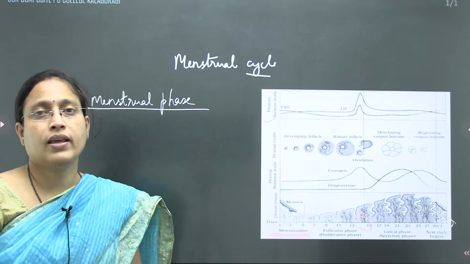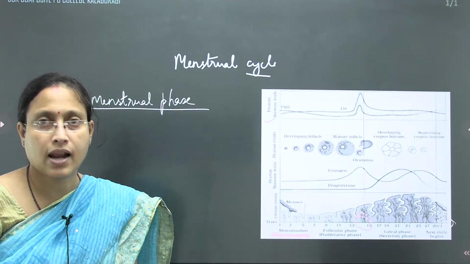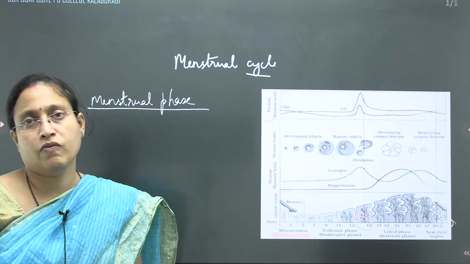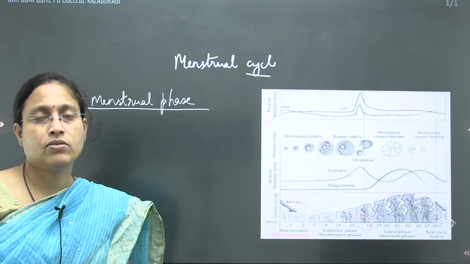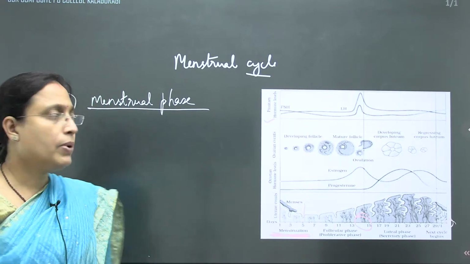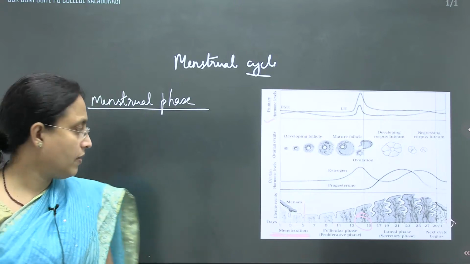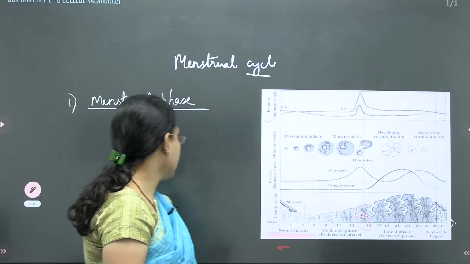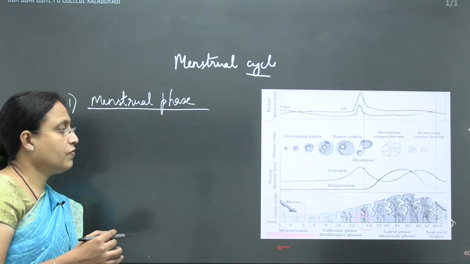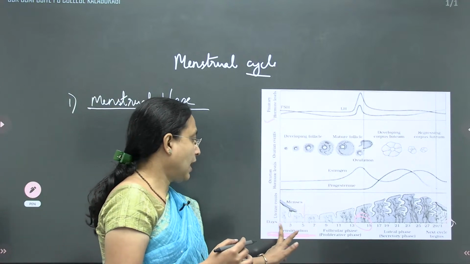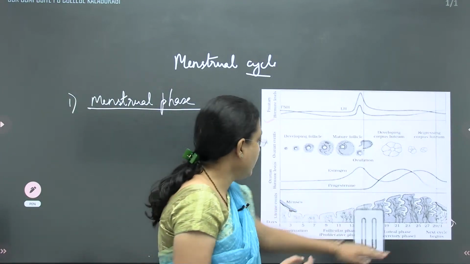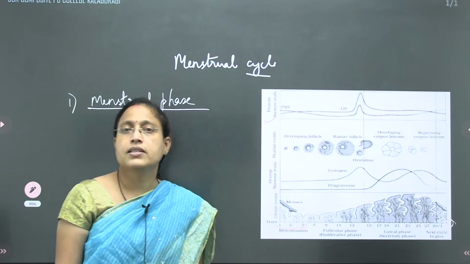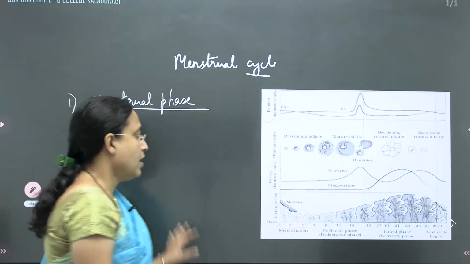Now, how many days might it last? These are average values. It may not be fixed for all women. Some may have less or some may have a bit more. The menstrual phase will last from day 1 to day 5. So between this period, from day 1 to day 5, the menstrual phase is going to be present.